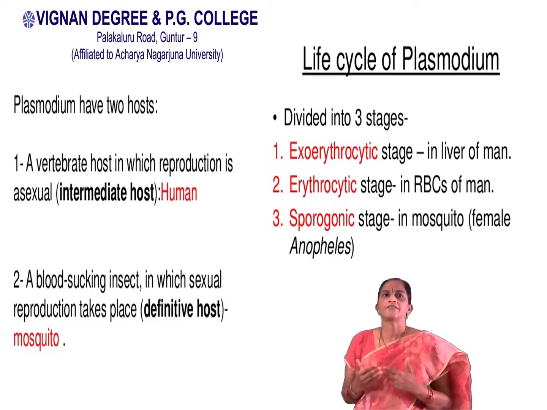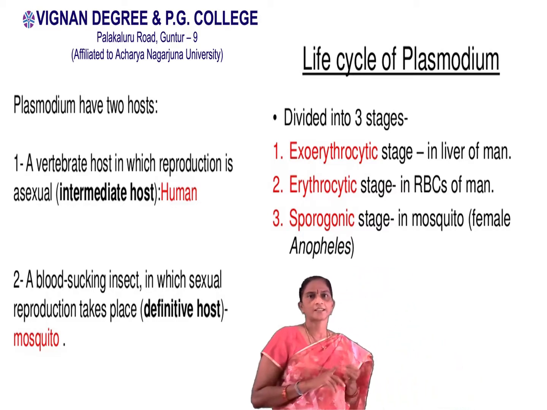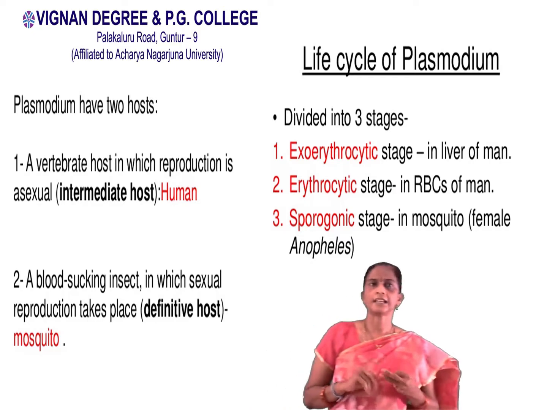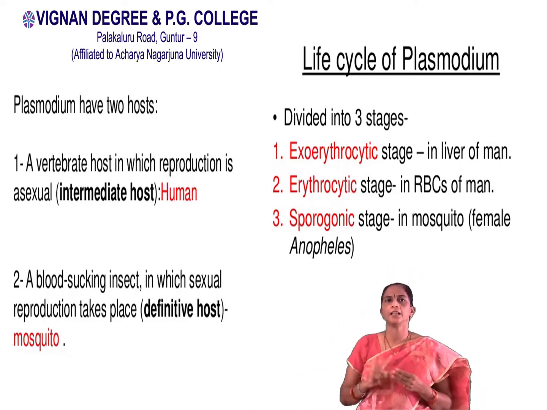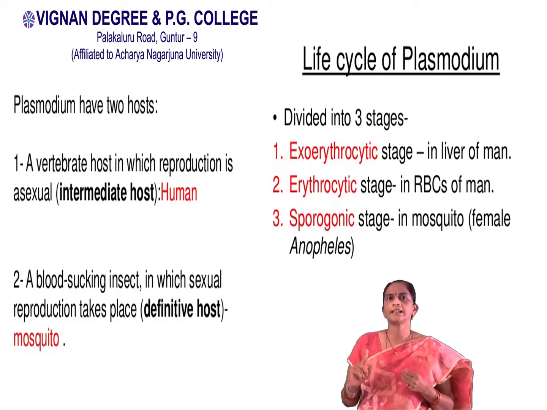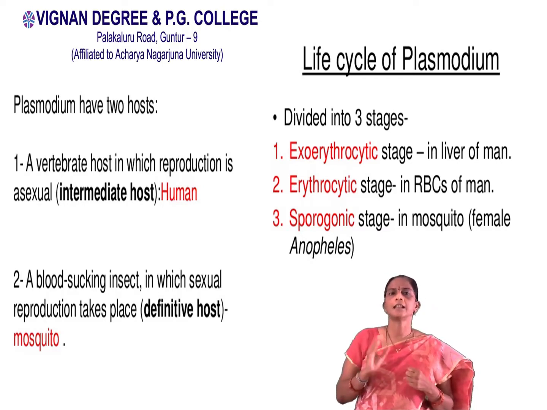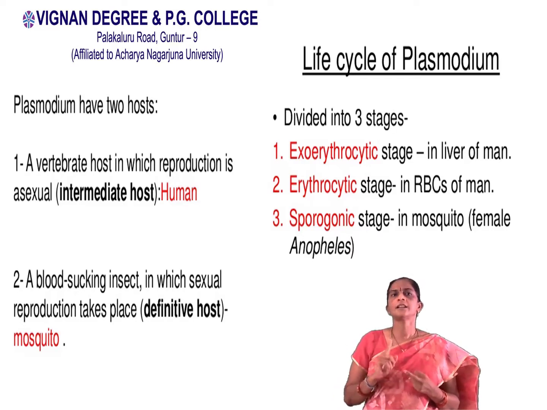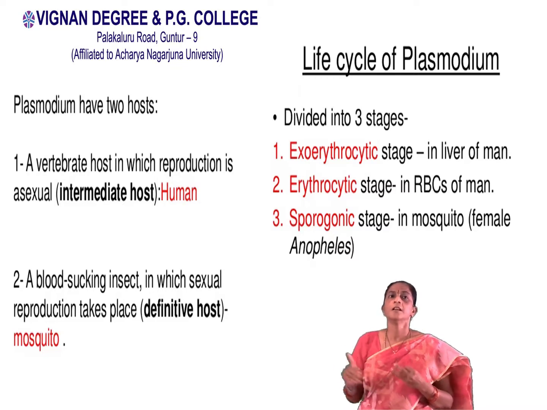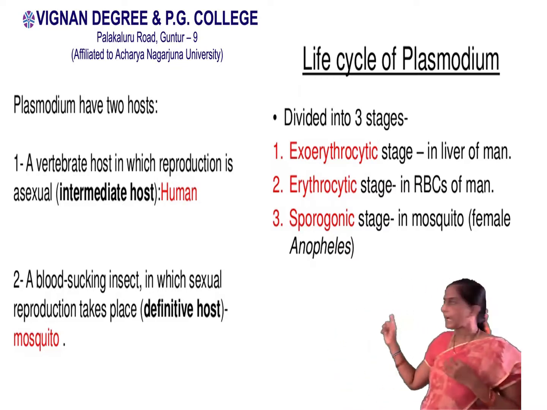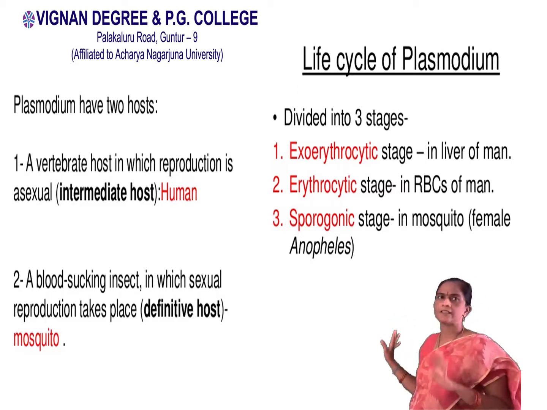Next, coming to the life cycle. It has three cycles. One is the exoerythrocytic cycle, and the other is the erythrocytic cycle. The third one is the sporogenic cycle. The exoerythrocytic cycle occurs in the liver of man. The erythrocytic cycle occurs in the RBC of humans. The sporogenic cycle occurs in the mosquito, the female Anopheles mosquito.